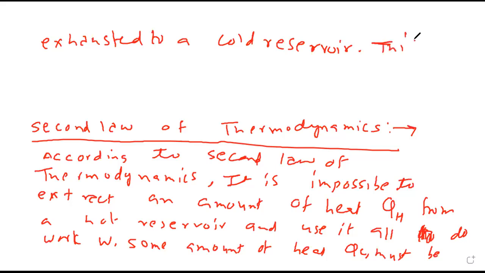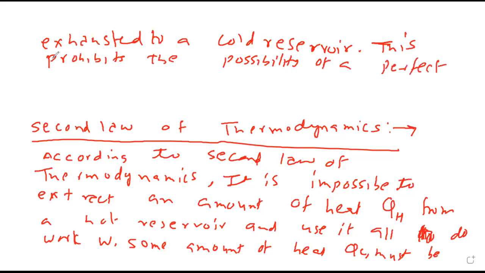This prohibits the possibility of a perfect heat engine. That means the entire heat cannot be converted into work. There is some loss. Okay, just write this, then one by one on the different laws we'll see some derivations.